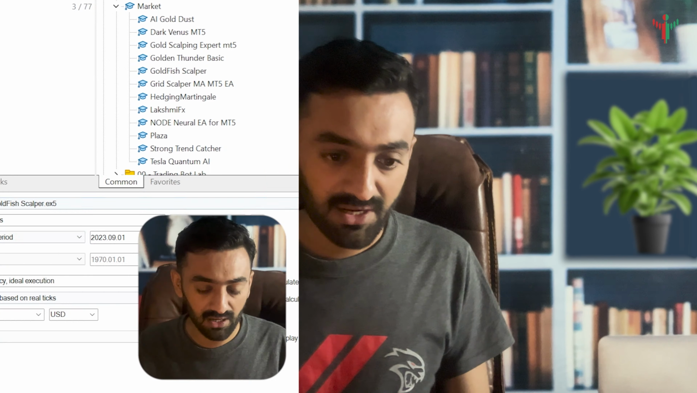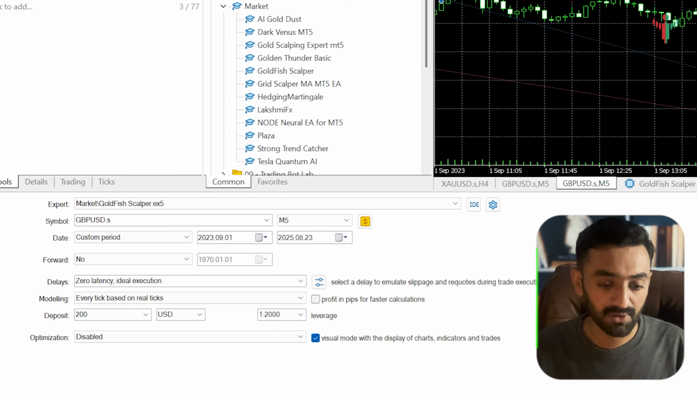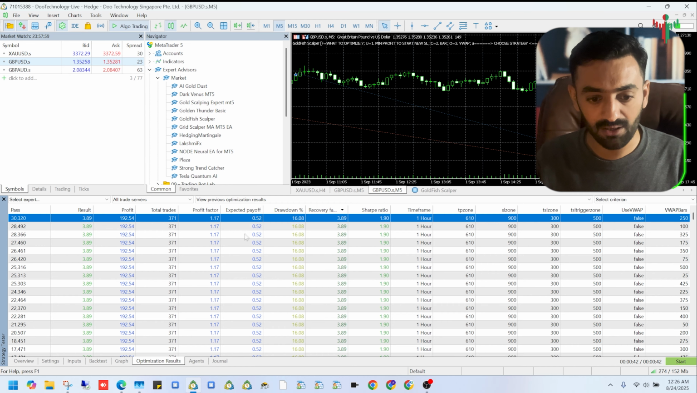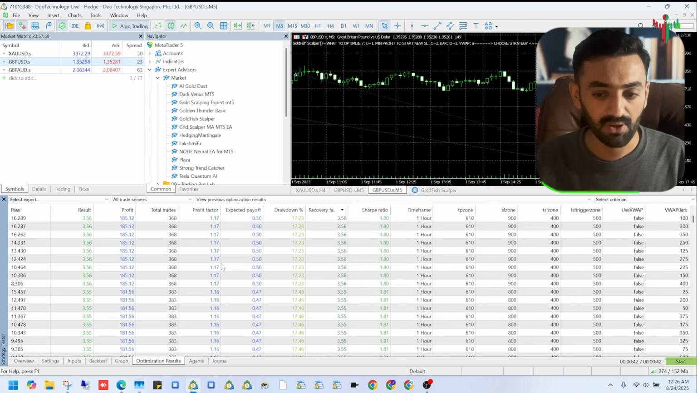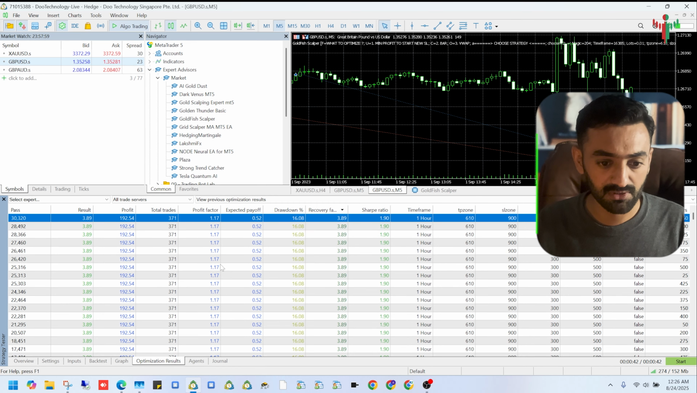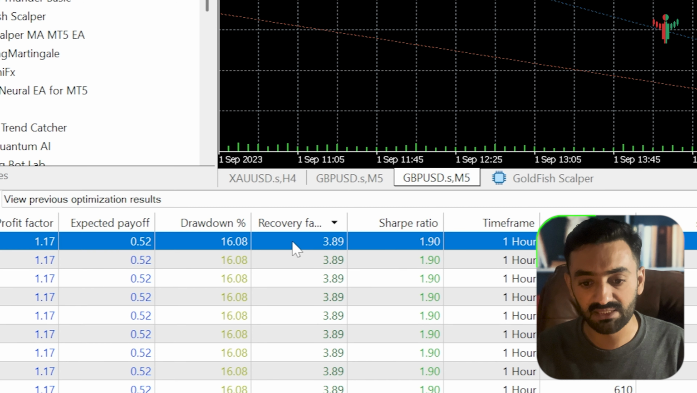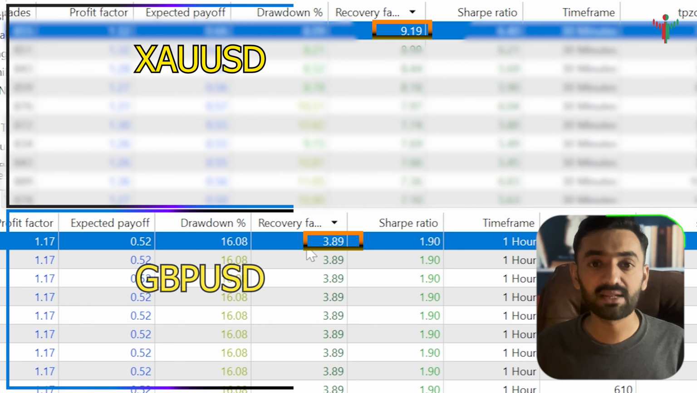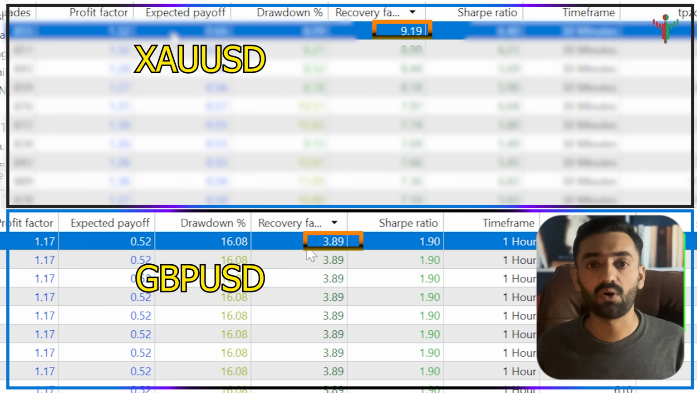I did it with all these settings on the GBPUSD, and the same settings I already used for the gold. And here the optimization process is already completed. You can see all these results here. There are a lot of results. The highest recovery factor is 3.89, while the recovery factor was more than 9 when we did it on the gold. You can see all details in this video.